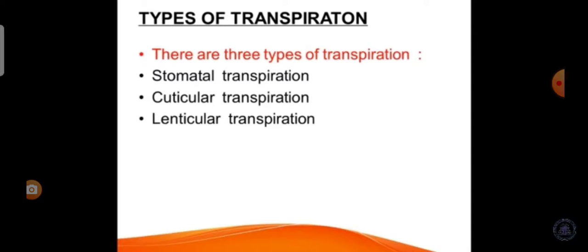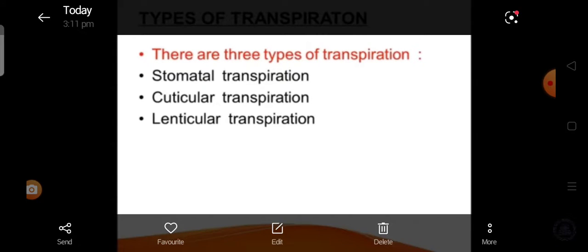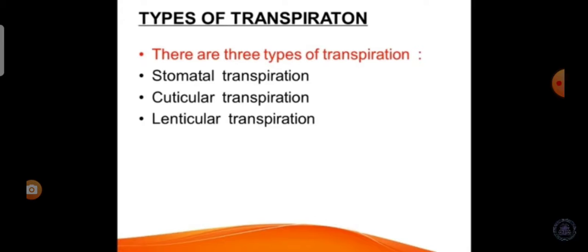Stomatal transpiration means the loss of water from plants through stomata. It accounts for 90 to 95% of water transpired from leaves. Next one is cuticular transpiration, loss of water from plants through the cuticle. Lenticular transpiration is the loss of water from plants as vapor through the lenticels. The lenticels are tiny openings that protrude from the bark of woody stems and twigs as well as in other plant organs.